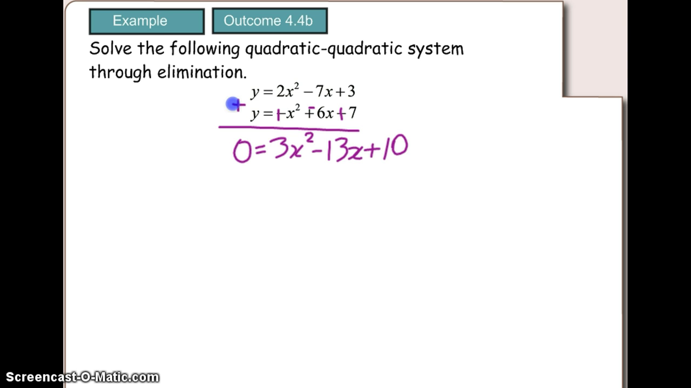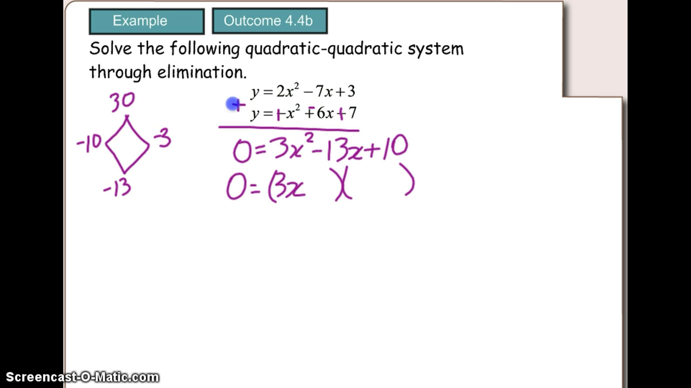Here I'm left with a really nice quadratic. Now, you know how I feel about the diamond method. If we are factoring, that is our preferred method. It's the quickest and it's the easiest. Factoring isn't going anywhere, guys, so make sure you learn how to do it.